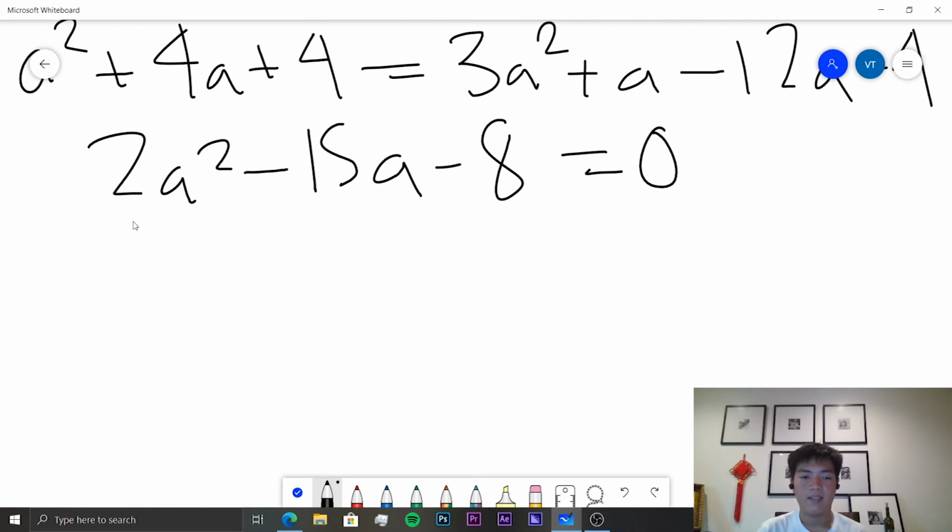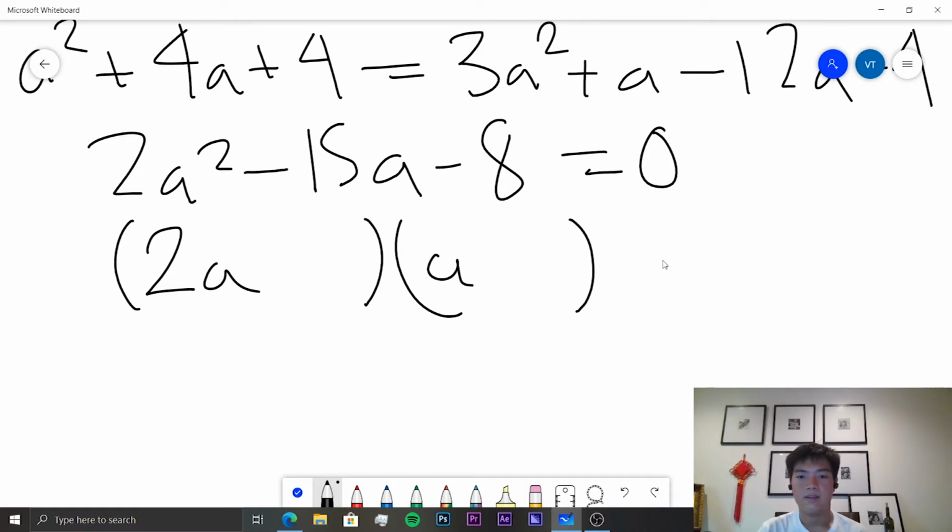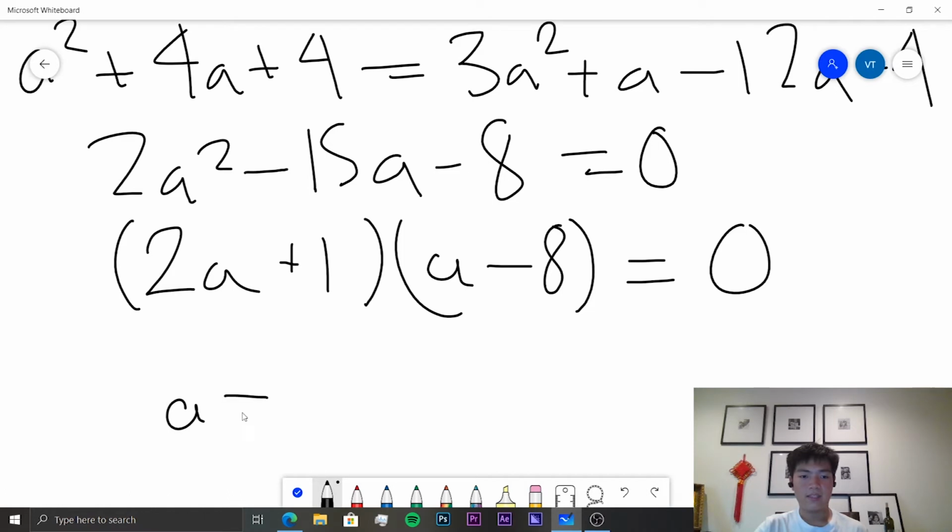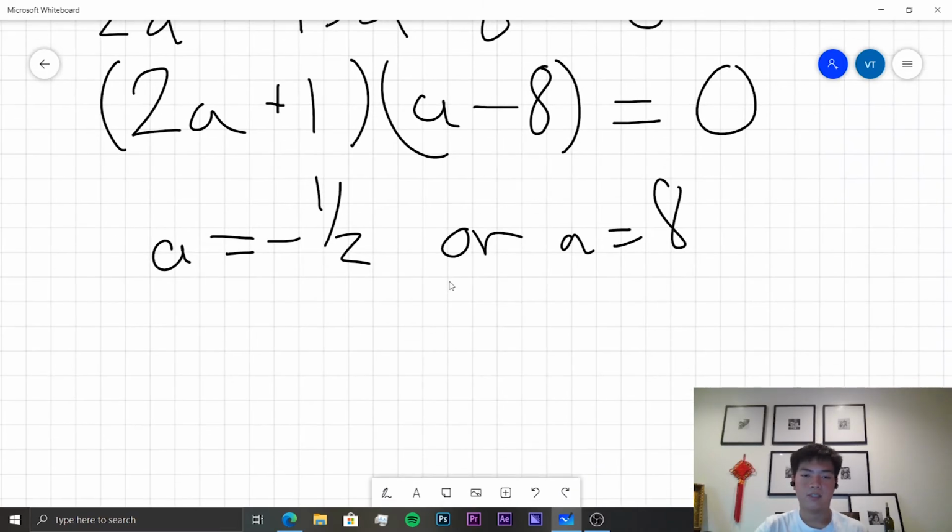So our a values are either equal to 2a, a, and this would be, of course, -8 and 1. So we have a is equal to -1/2, or a is equal to 8, I guess. Yeah, okay, this works.